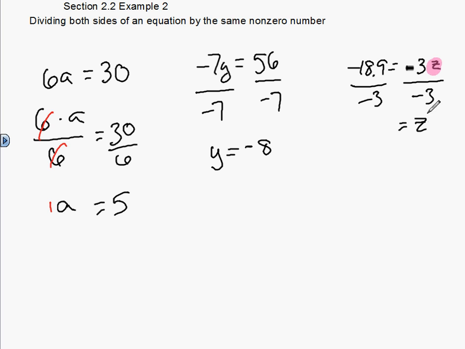So 3 goes into here. What do we end up with? 6.3. And this is a negative divided by a negative, so in this case our answer is positive. I won't write the plus sign there. It would be implied.